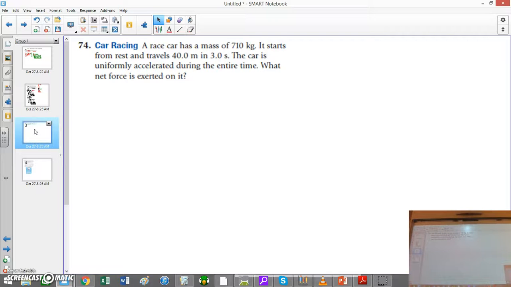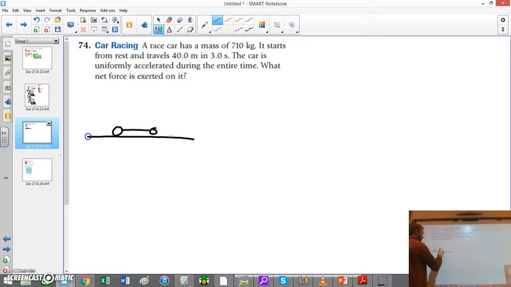Number 74, I've got a race car, and it's got a mass of 710 kilograms. So maybe I'll draw a picture for this one. Well, that's a terrible car.